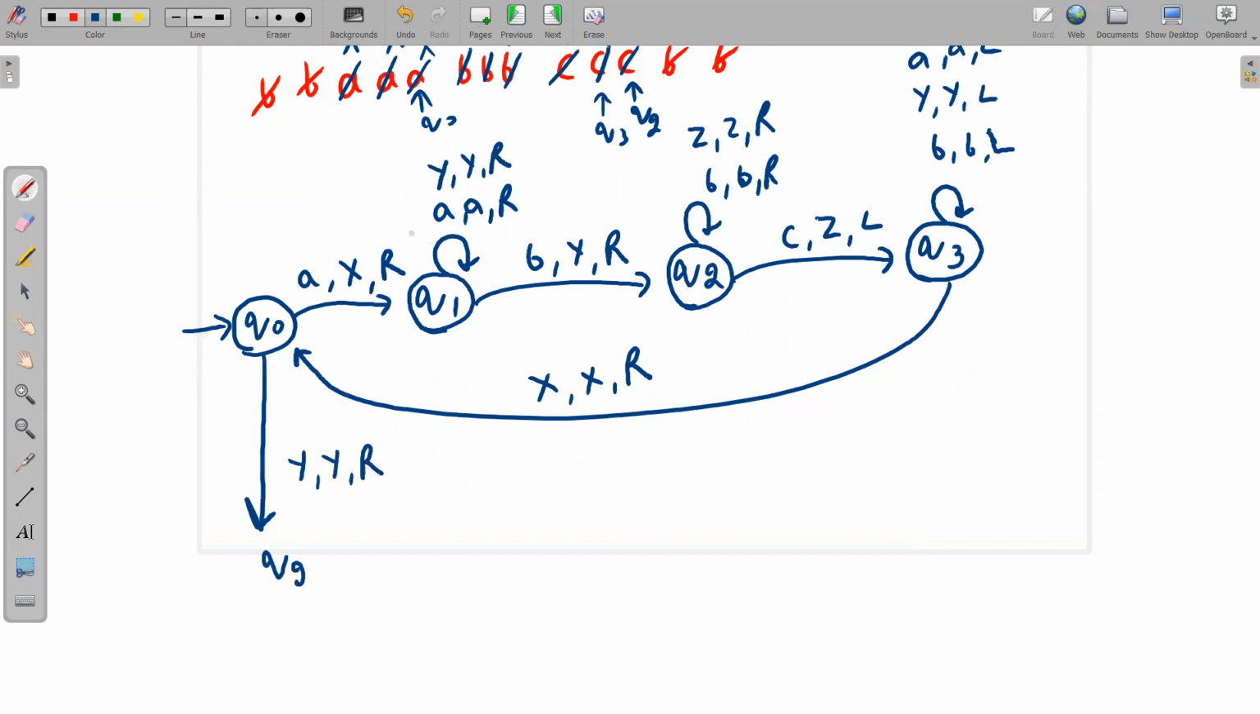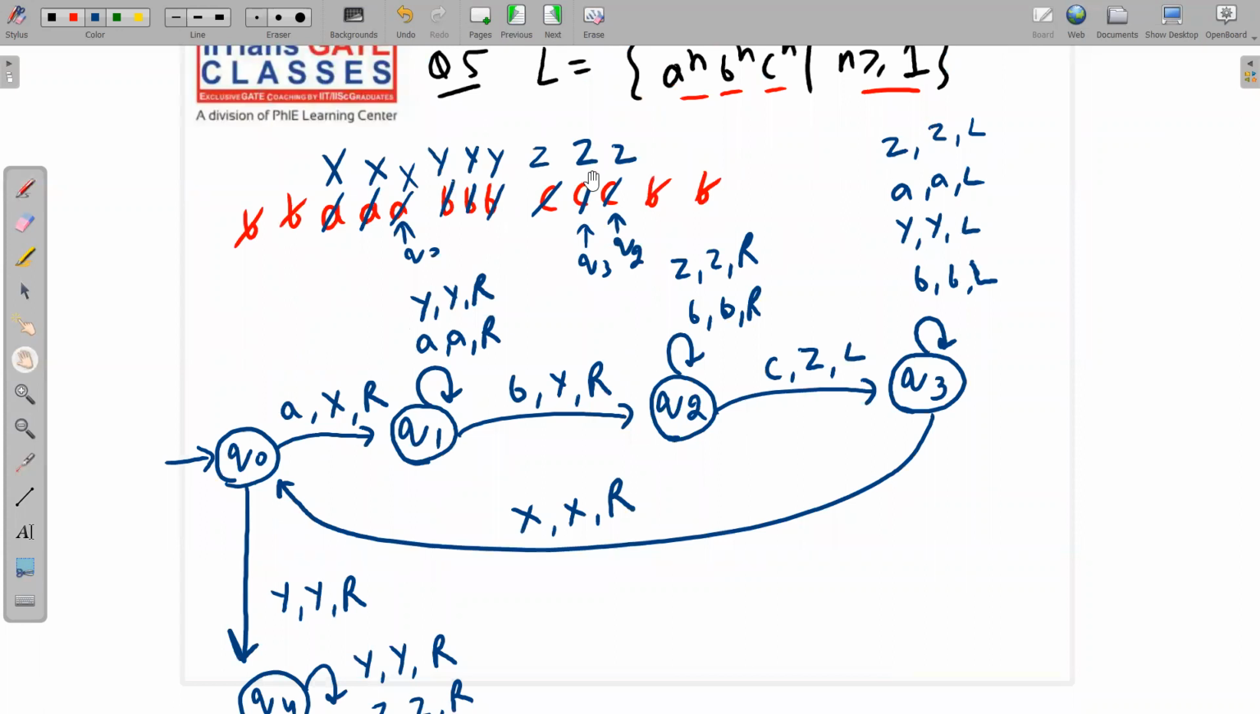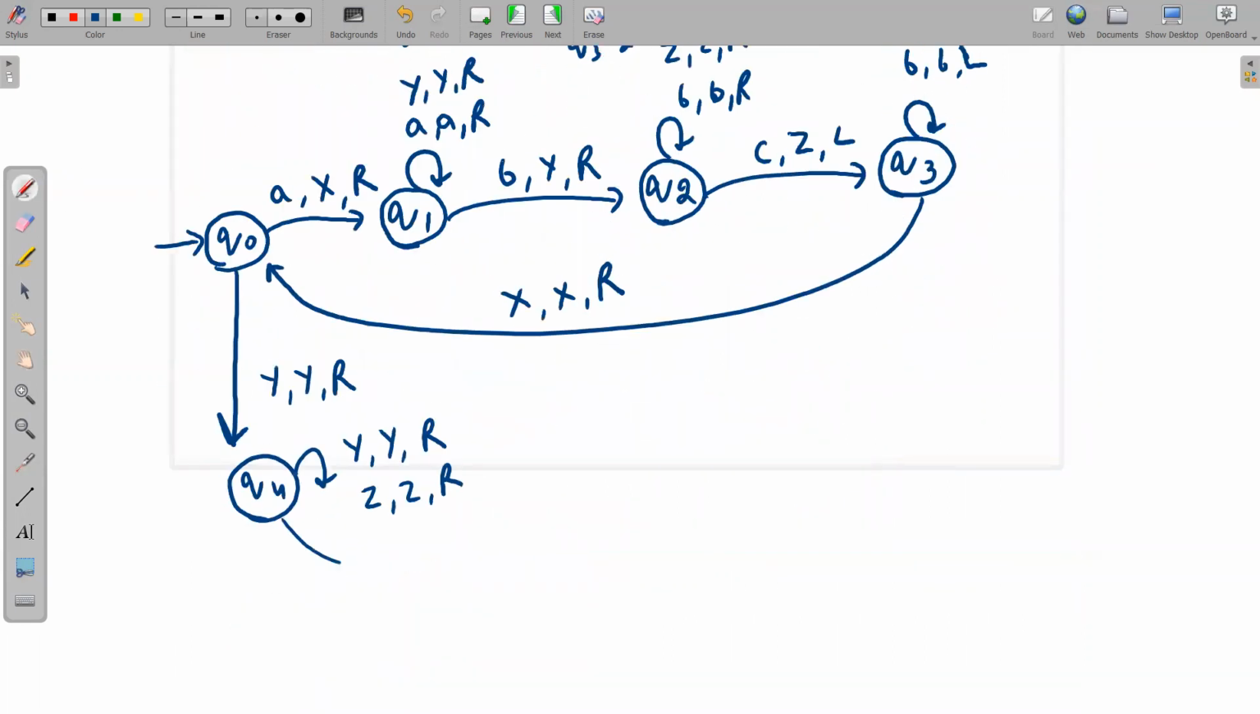State will be, say, Q4. So Q4 will ignore all the Y's. Y will remain Y. It will move towards the right. Z will remain Z. It will move towards the right. It will keep on moving. Now Q4 will read the blank. As soon as Q4 reads the blank, blank will remain blank. It can move either left or right. State will be Q5, which will be our final state.